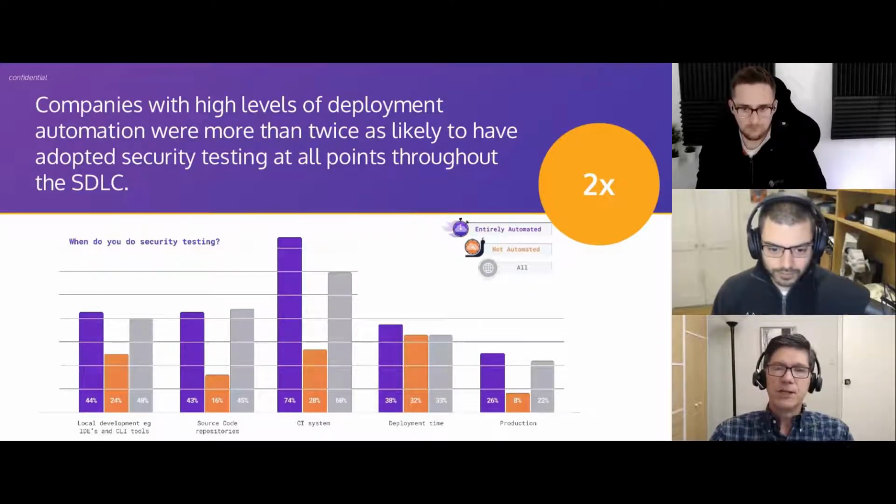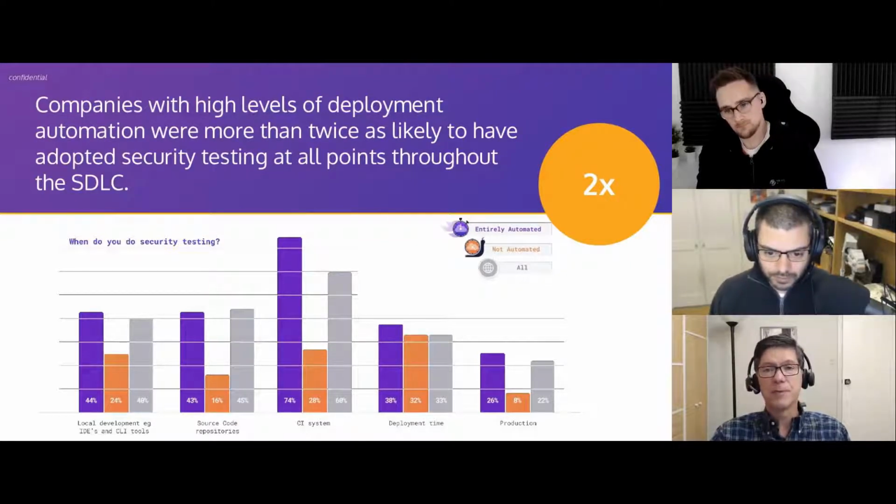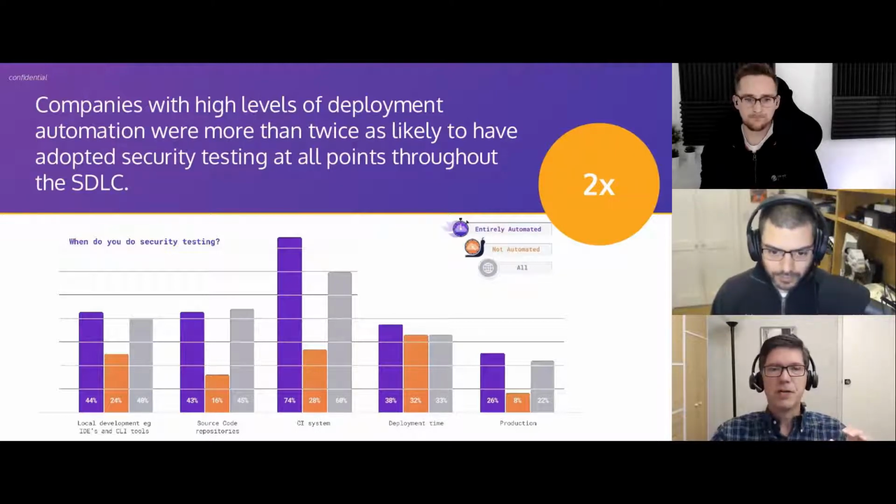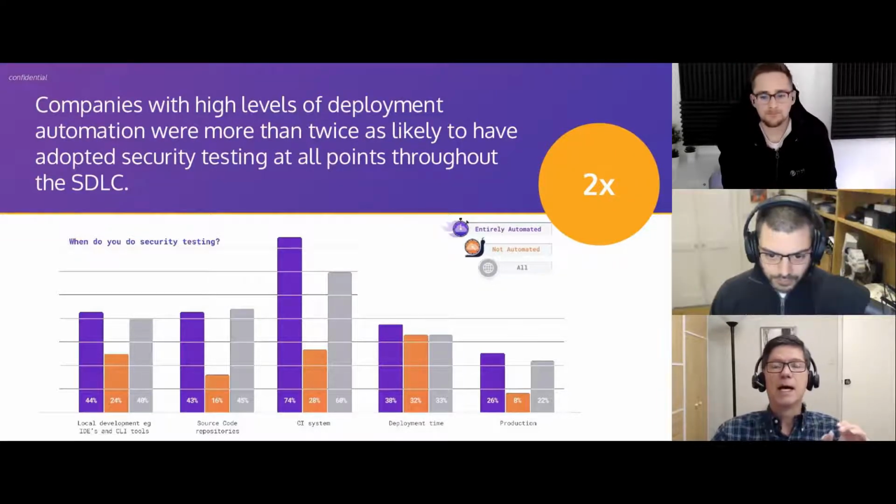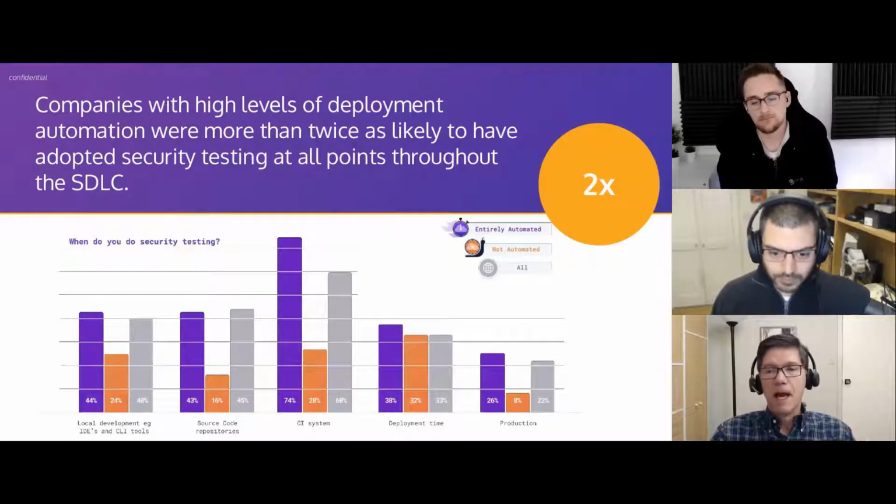Some research that we published in March indicated that 44% of respondents were planning to increase their shift right security by deploying runtime protection controls.